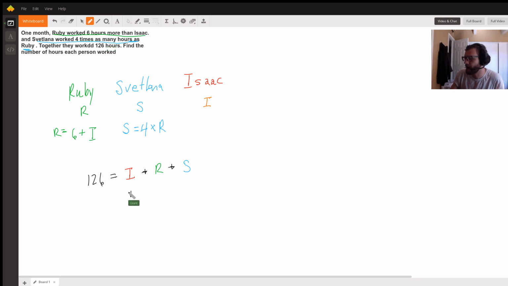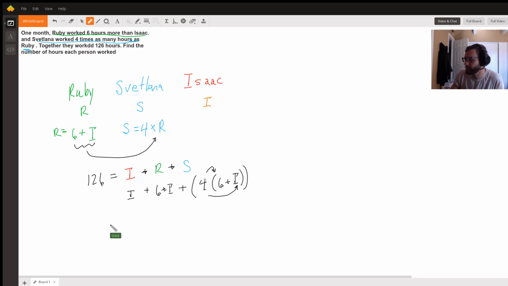So we're going to have I. We're going to have 6 plus I. And then this is a little tricky. We're going to have plus 4 times R, but remember that we can plug in for R. So we actually have plus, and we're going to put this in parentheses, 4 times (6 plus I). Remember that R is equal to 6 plus I. So we go ahead and distribute this.